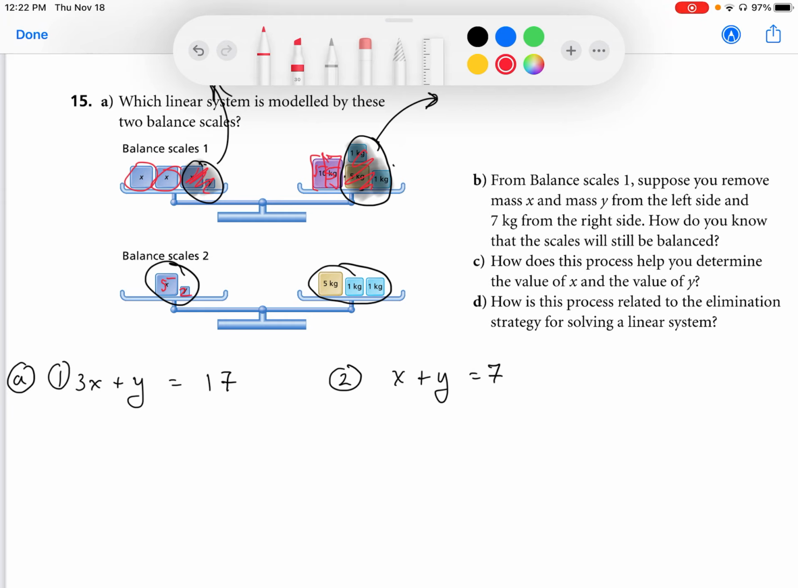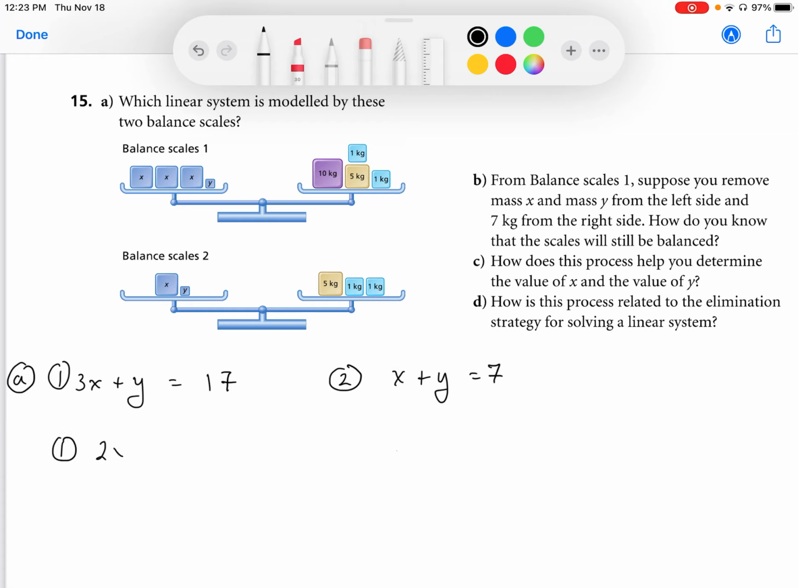How is this process related to elimination? Well, I'm just going to erase this here. If I do the steps for elimination, underneath I'm going to do my elimination. Here, I'm going to rewrite equation 1 in this way. Equation 1 can be written as 2x plus 1x and 1y, and that's equal to 17.